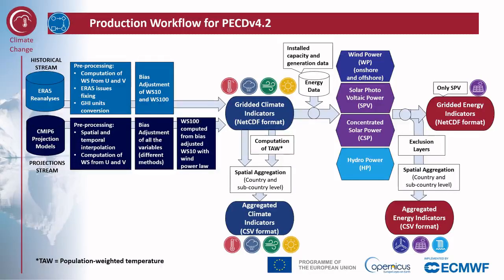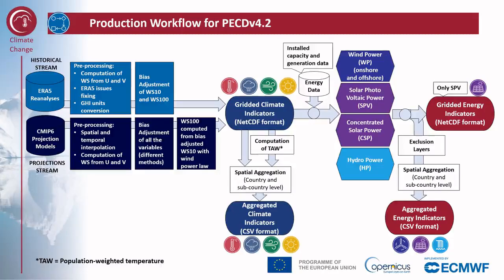Then the workflow proceeds with the computation of the population-weighted temperature. To obtain the aggregated climate indicators, a spatial aggregation procedure is performed, which allows us to compute average values at country and sub-country level.